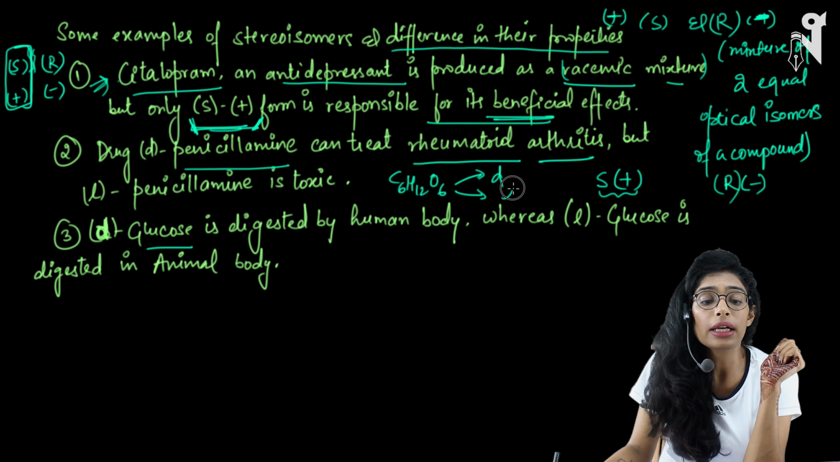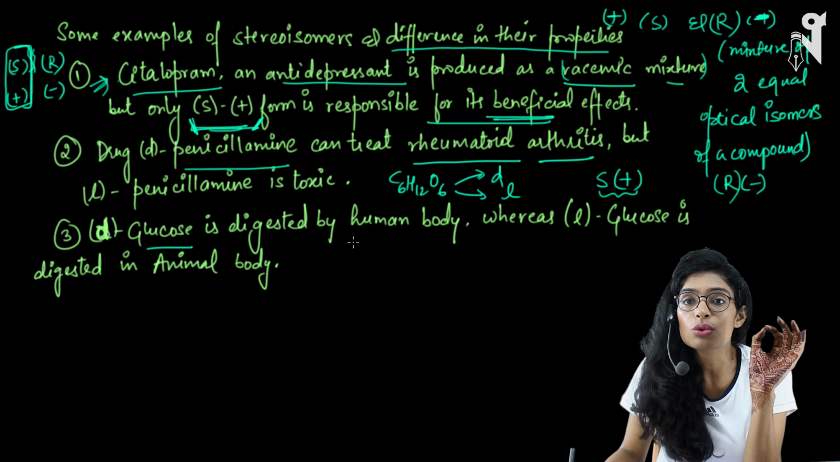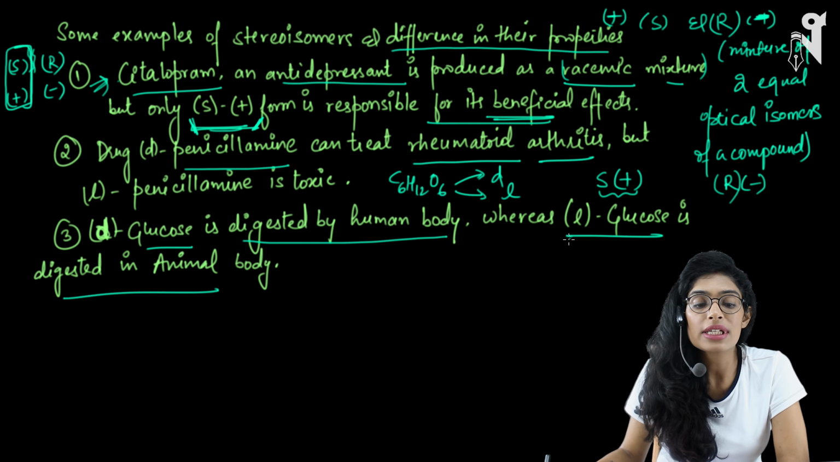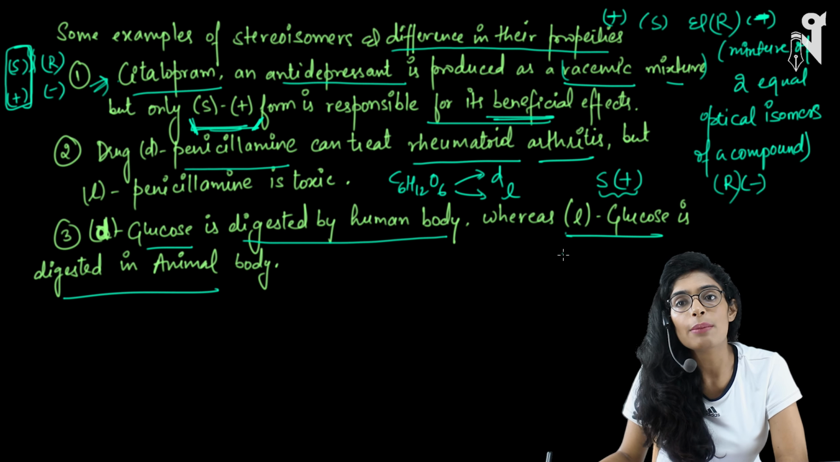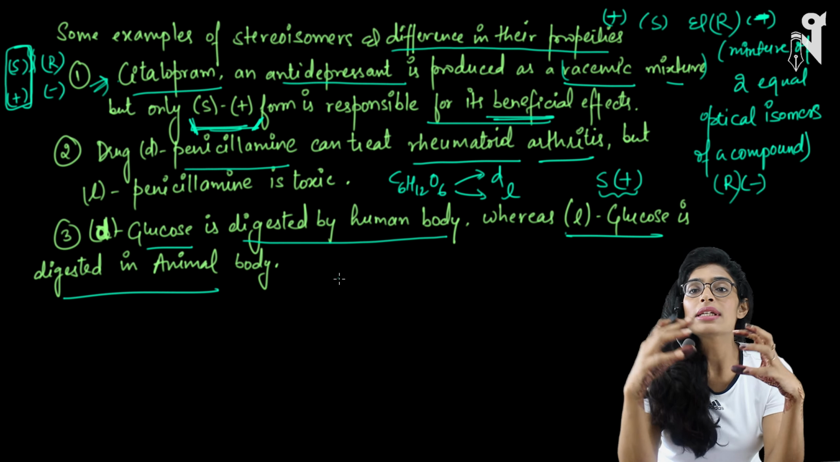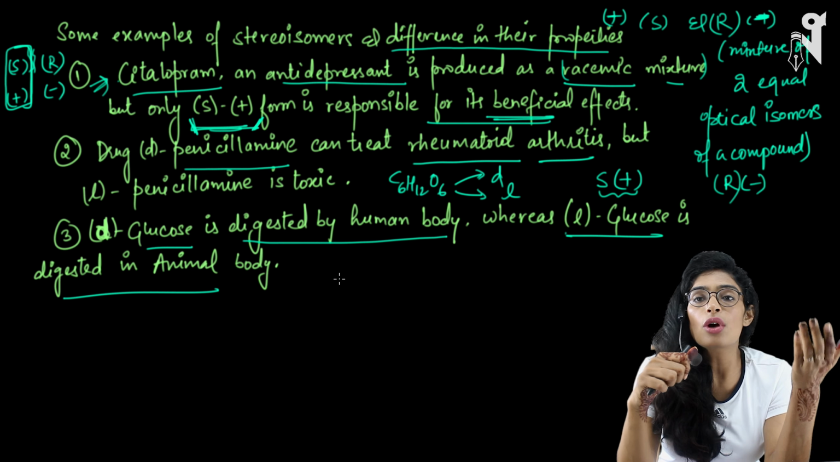One is D and another is L. When you talk about D glucose, this is something which the human body can digest. If you talk about L glucose, it cannot be digested by the human body but can be digested by other animals' bodies.